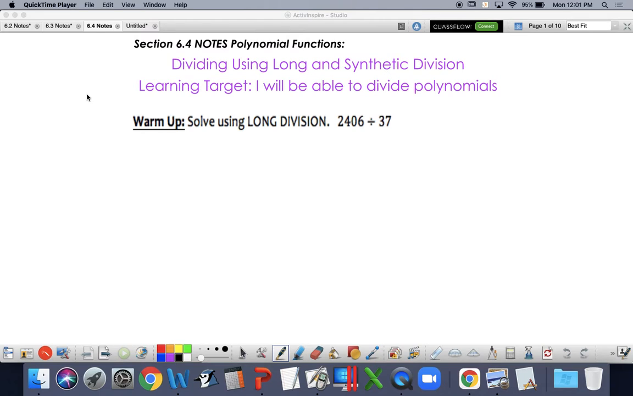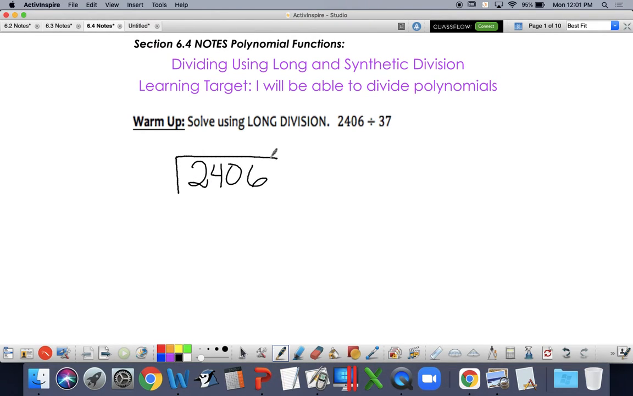If I were to write this problem up on the board, is this the way that you guys learned long division? Yep. Okay, good. I'm just waiting for the next generation of students to come up and be like, nope, we don't do it that way.